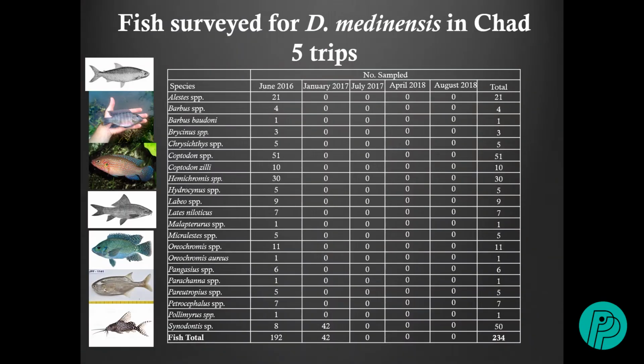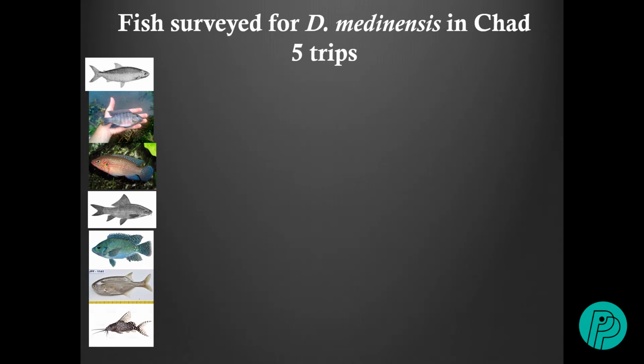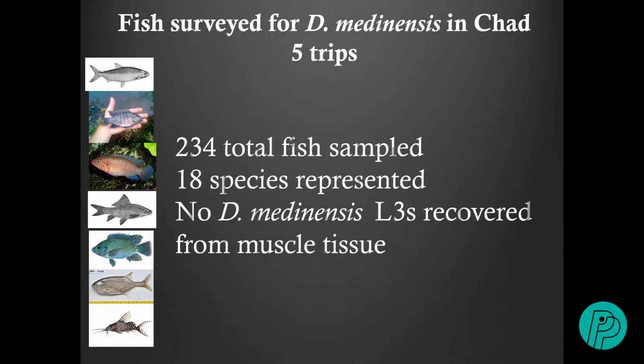So this is all of the fish data, and I don't want you to focus in on all of the details of this table, but essentially see that we looked at over 200 fish of 18 species, and none of them had Dracunculus in their tissues.